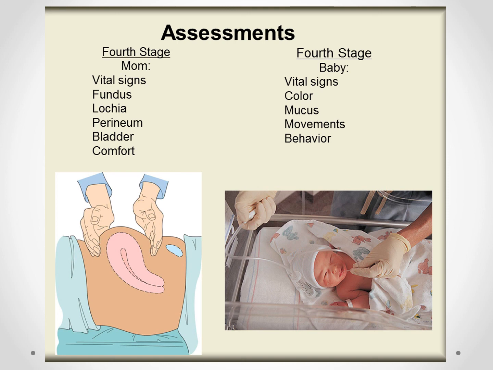So we're getting vital signs, we're assessing her fundus, and remember initially after delivery the fundus will go down midway between the umbilicus and the symphysis pubis, but then in a very short time will rise back up to the level of the umbilicus, and that's where it will be on delivery day. And then every day after that, it will descend by 1 centimeter or 1 finger breadth. So on postpartum day 2, the top of her uterus or the fundus should be palpated 2 finger breadths or 2 centimeters below the umbilicus.